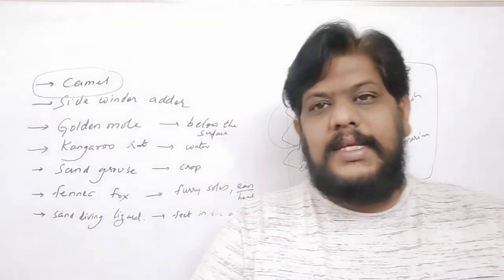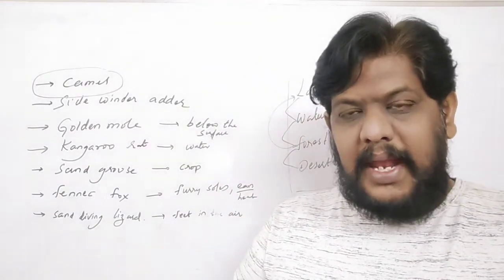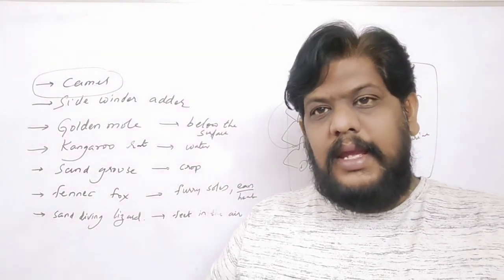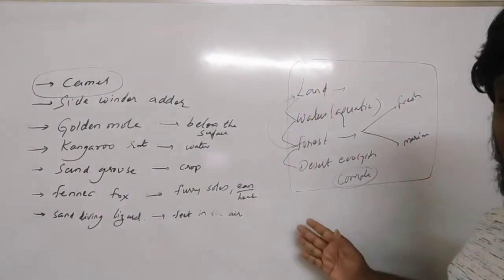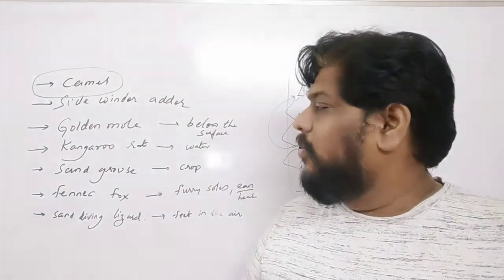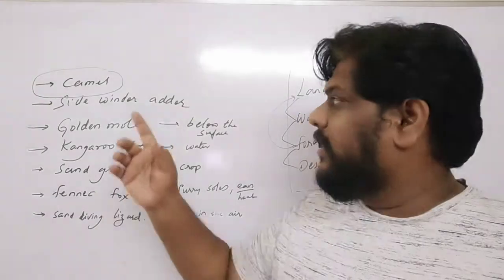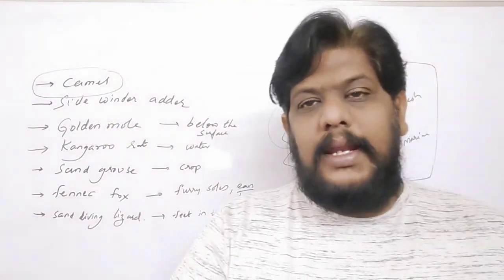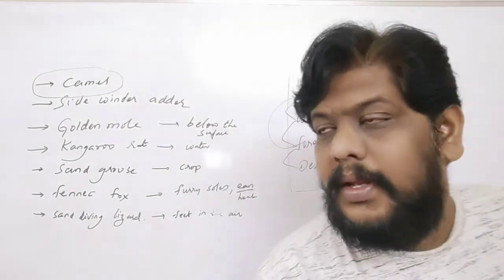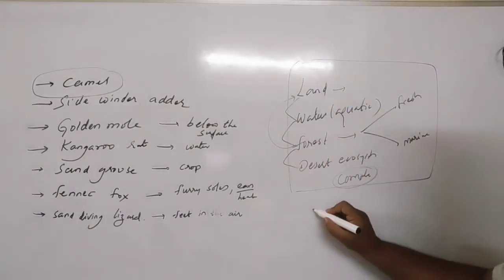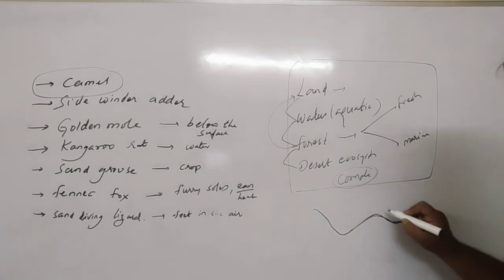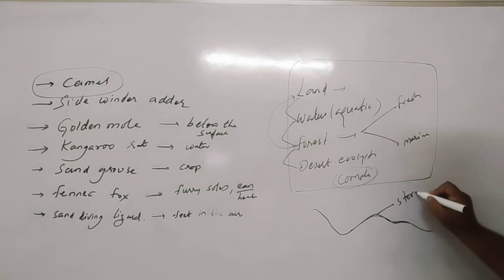So children, now we'll see some examples of the animals which usually adapt themselves to the environments. Already we have seen different kinds of ecosystems in which the animals try to adjust themselves. First of all we'll talk about the camel. The camel has a hump, right? Now it has 2 humps like this. This hump usually stores the fat.